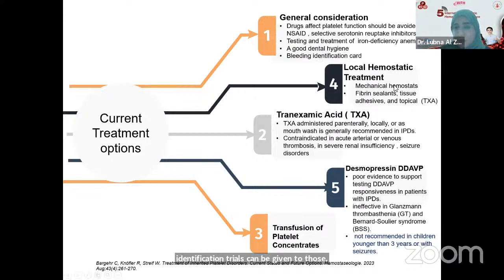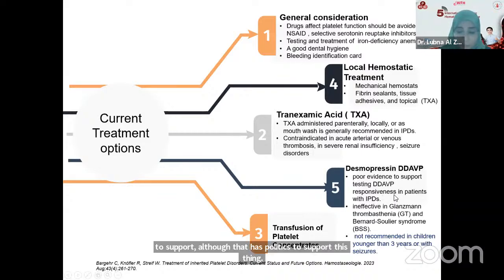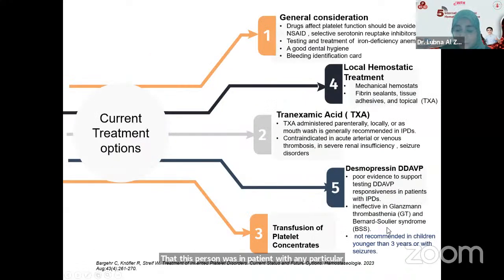Local treatment like mechanical measures, fibrin glue, and topical tranexamic acid can be used. Tranexamic acid has been widely used for patients with inherited platelet disorders. Desmopressin has poor evidence to support it, although in selected cases it can be used and shows effectiveness after testing the response in patients with an inherited disorder. But it is ineffective in Glanzmann thrombasthenia and Bernard-Soulier, and it is not recommended in children younger than 3 years, especially if they also have seizures.